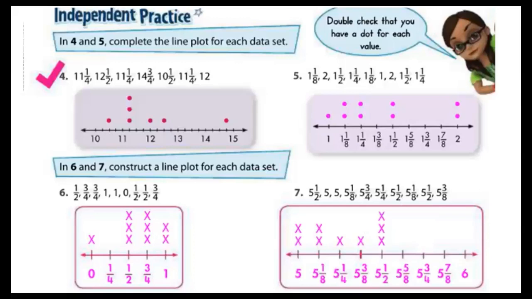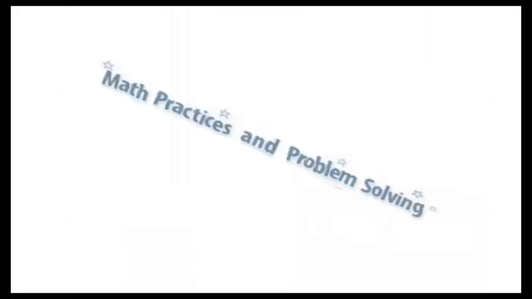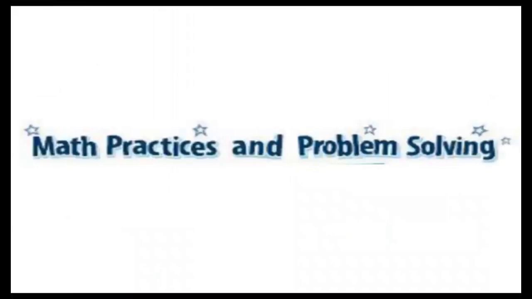Now, 5 3/4. Frequency equals 1. I'm going to write just 1 over. So we finish our independent breaks and move to word problem or math practice and problem solving. Please be ready with me and pay more attention.